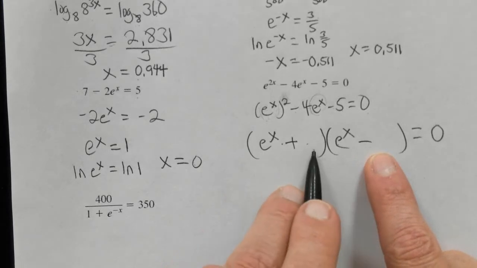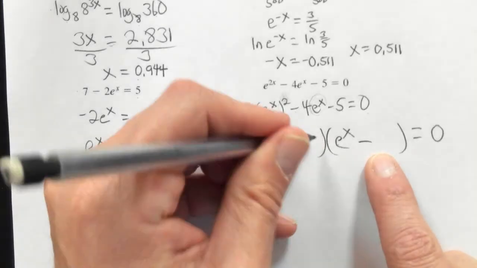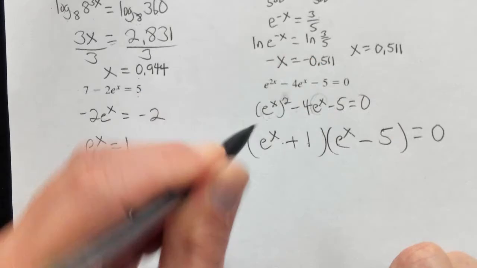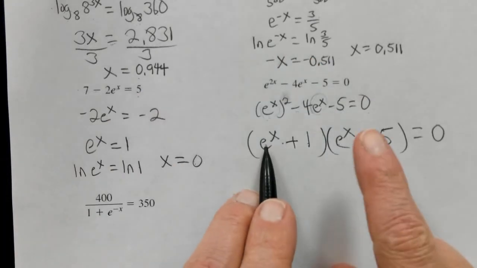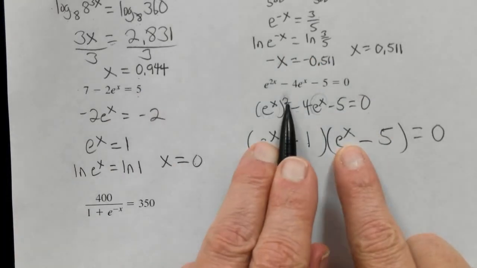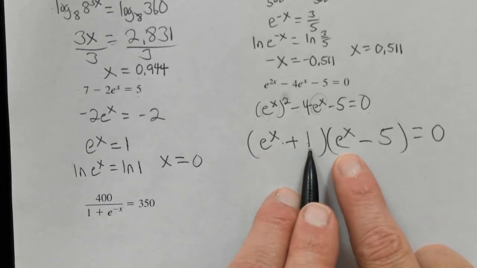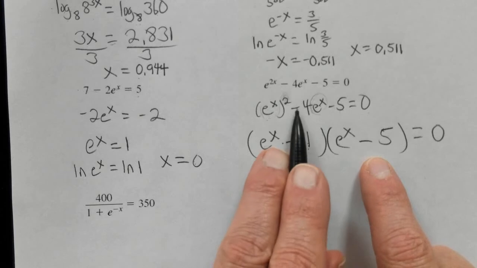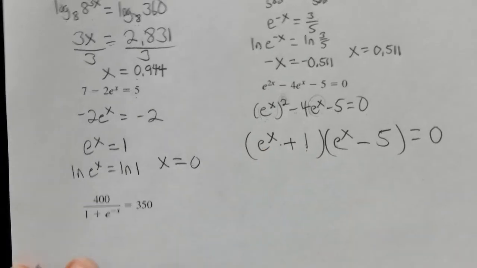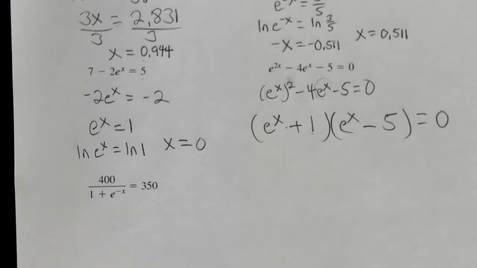We're factoring it. So I know that this can be 1 and negative 5, so that I can get negative 4 in the middle. E to the x times e to the x is e to the x squared. Negative 1 times 5 is negative 5. What's 1e to the x minus 5e to the x? Negative 4e to the x. And so we've actually factored this successfully now.